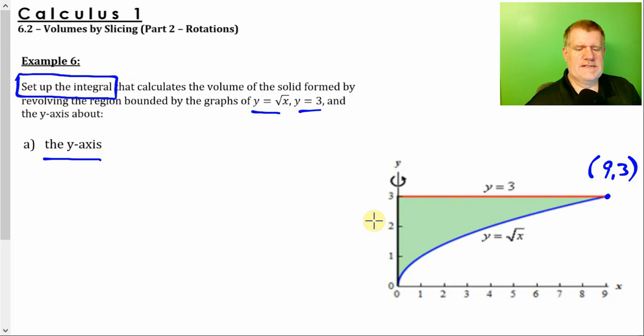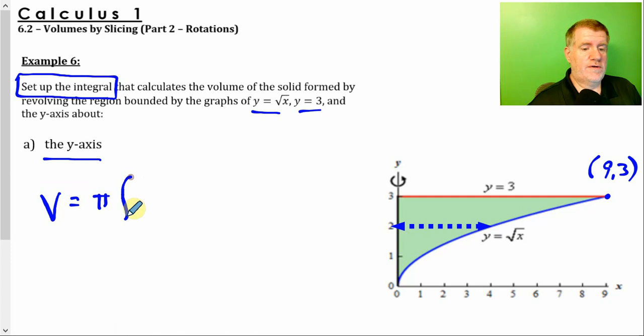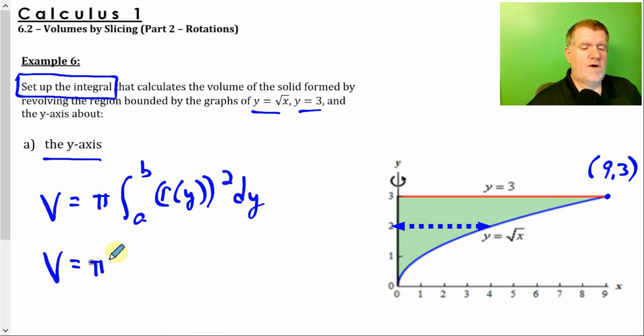All right. So since we're revolving around the y-axis, that is our radius. So what is that expression? Now because this is perpendicular to the y-axis, we have to put these in terms of y. So our volume is going to be pi times our limits of the radius with respect to y squared. The y values go from 0 to 3.